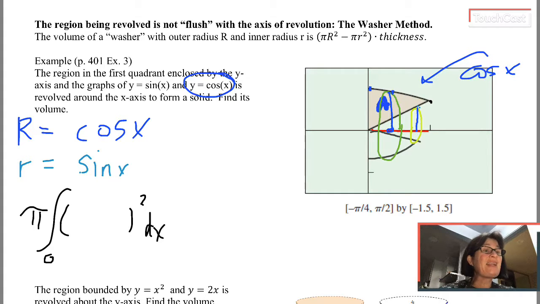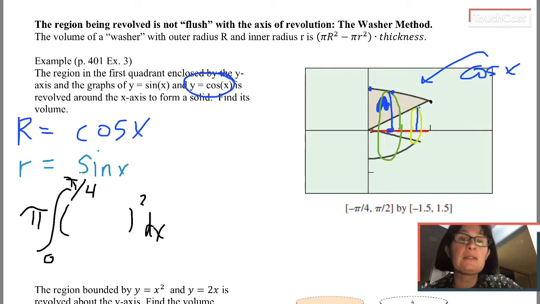Can you think of any angle you could take the sine of and you could take the cosine of and get that same answer? I hope you can think of that. That's pi over 4. That's supposed to be a pi. It didn't really look like a pi. It looked like a k. That's pi over 4, my upper limit.